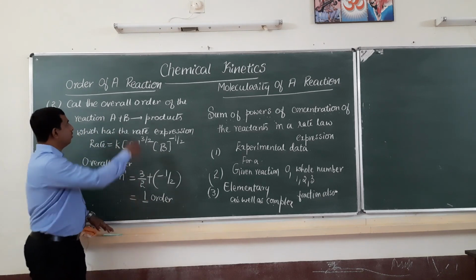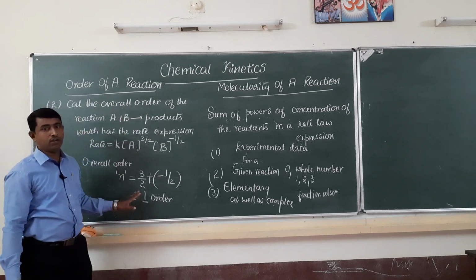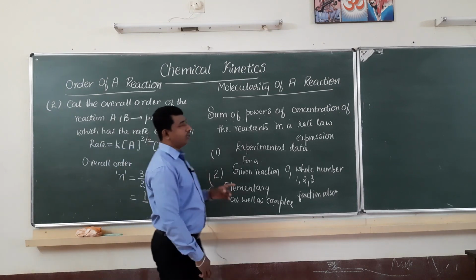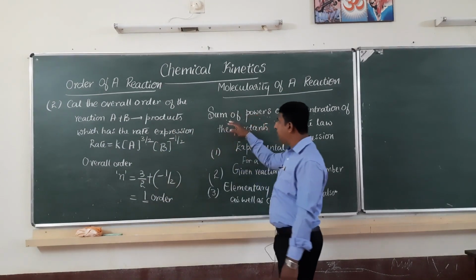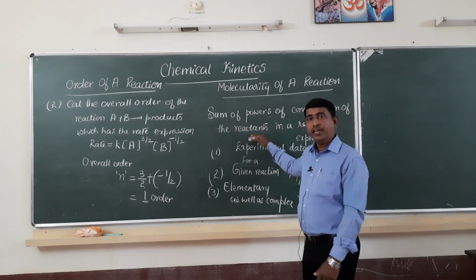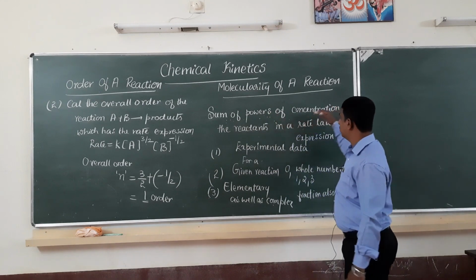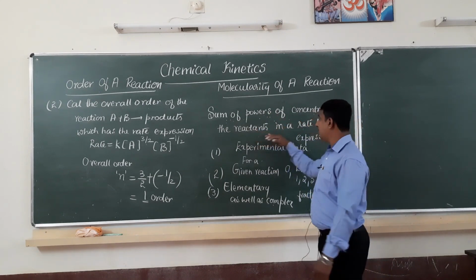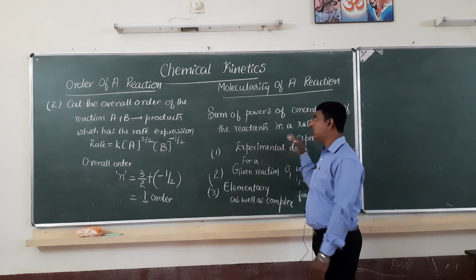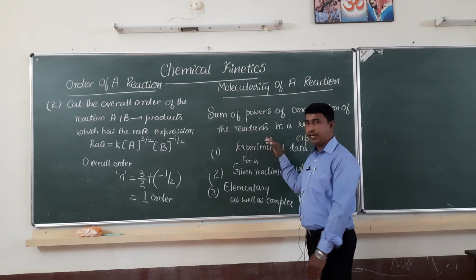So in this way we can calculate the overall order of the reaction. I will repeat it once again. Order means the sum of powers of concentrations of the reactants in a rate law expression. It is called the order of a reaction.